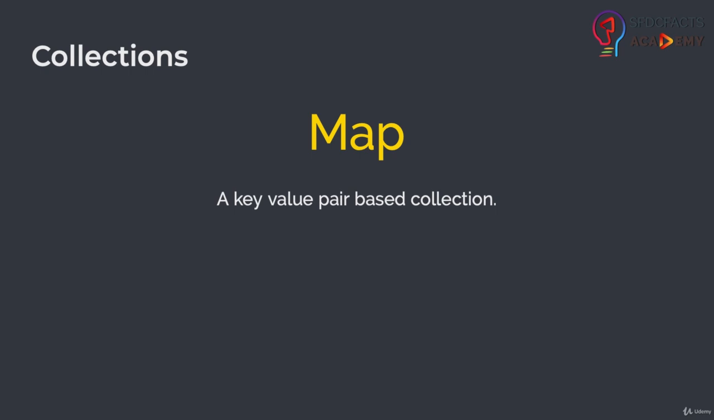Let's learn about the last collection in Apex, and this is called map. Similar to list and set, a map can also store a collection of data, but it stores the data in a key value pair. Let's try to understand it with the help of an example.